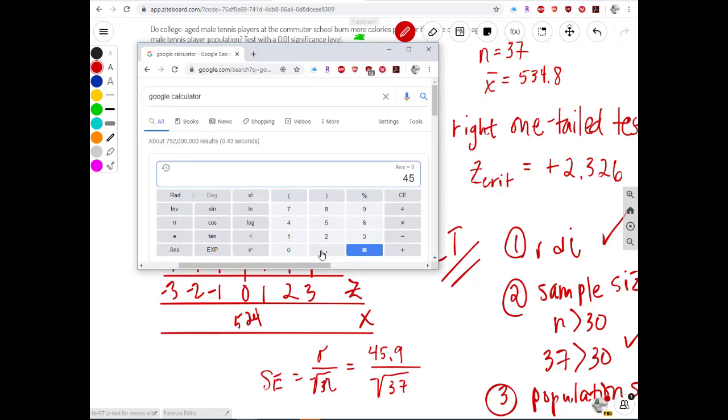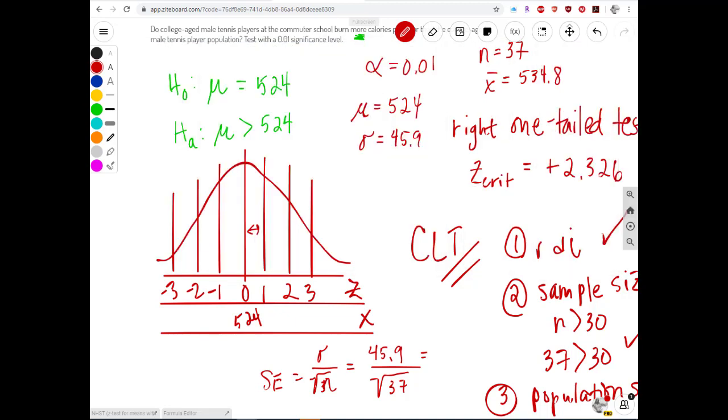So 45.9 divided by square root of 37 equals, and I get 7.545. So I'm just going to go ahead and say 7.5. Okay, great. So I know that this area is 7.5. I'm going to make it easy for myself and say 8, so that I can start to plot this thing out.